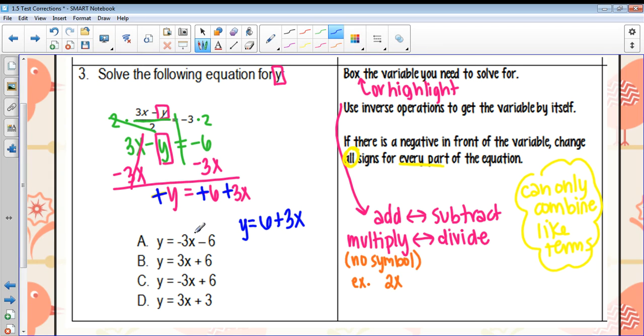I look at my answer choices, they're not there, but I do have one that looks very similar. They just reordered the x and the 6. So your final answer for this one would be answer choice B.